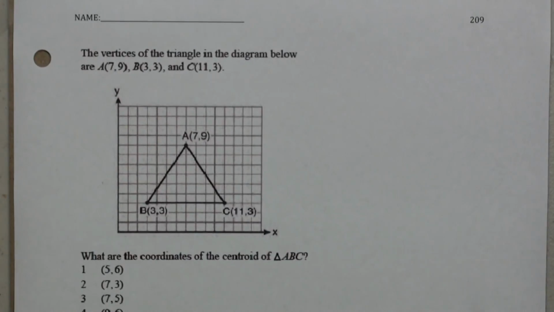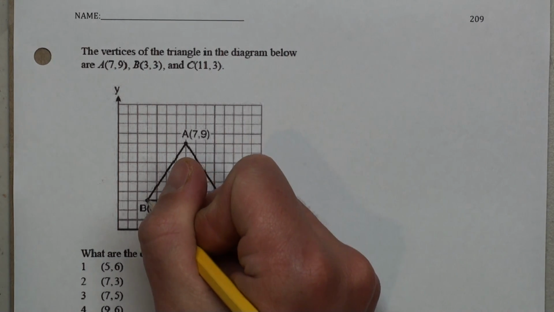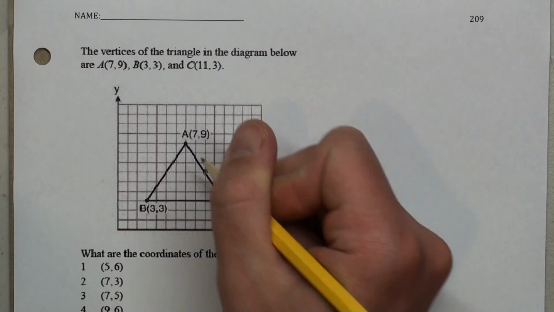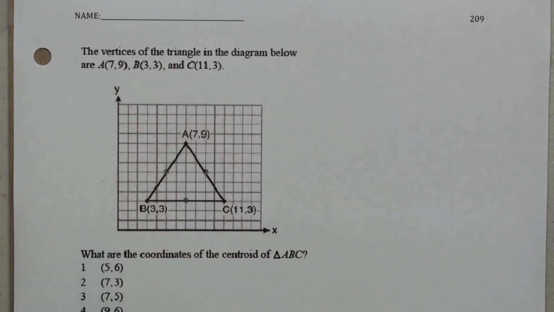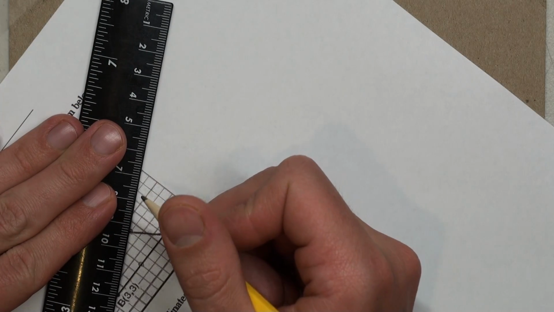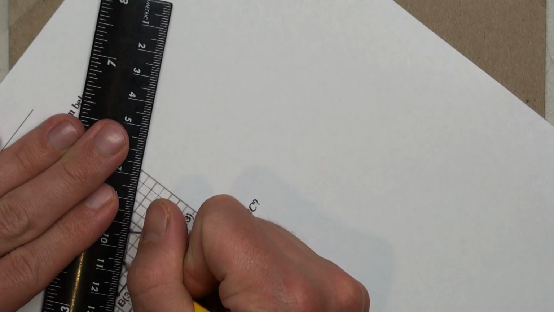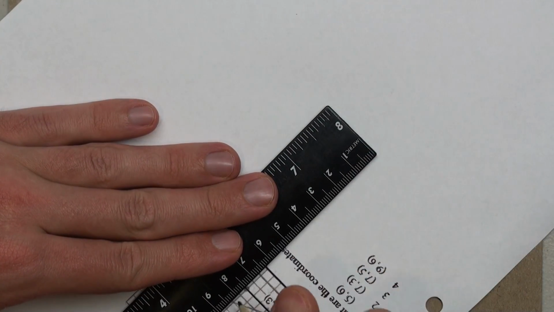209. The vertices of the triangle are plotted here. What are the coordinates of the centroid? Okay, the centroid goes from the point to the midpoint, from the point to the midpoint, and from the point to the midpoint. So, let's do that. And let's see where they cross.